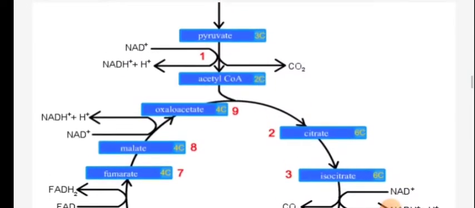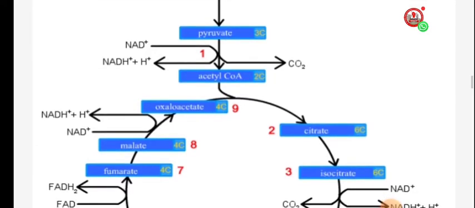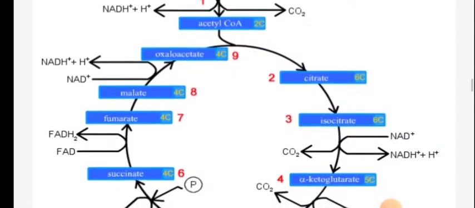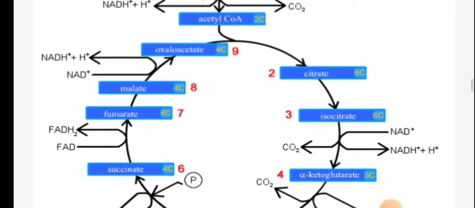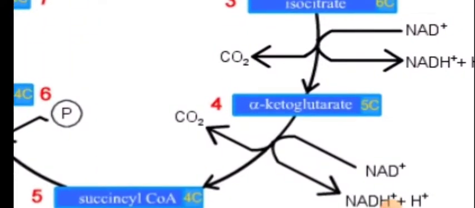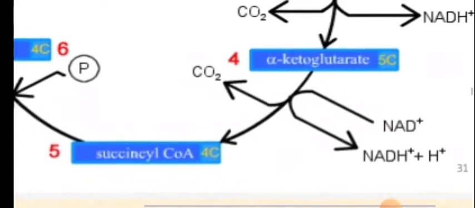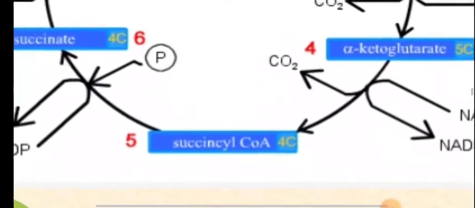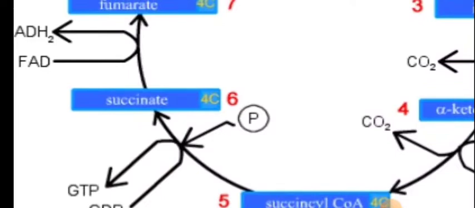Pyruvate is converted to acetyl CoA, and the first NADH develops. Then acetyl CoA enters, CO2 gets released, citrate forms, citrate goes to isocitrate, again CO2 is released and NADH develops. Then there is alpha-ketoglutarate, the fourth step, again CO2 and NADH develop. Then succinyl CoA develops from this one, with GTP and GDP, and the succinyl CoA gives rise to succinate.